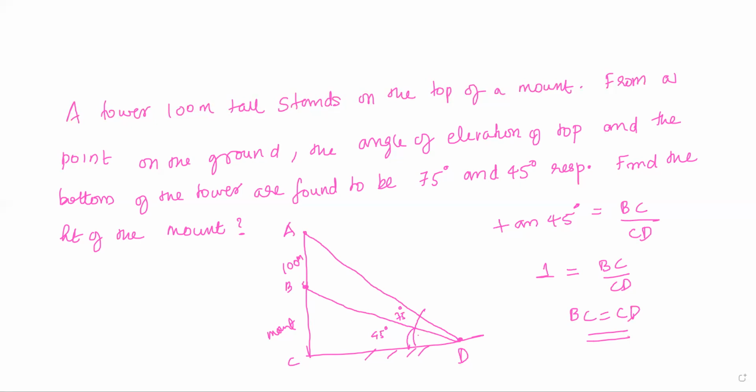Then what is tan 75 degree? That is 100 plus BC divided by CD, isn't it? 100 plus BC divided by CD. Why? Because opposite is AC, no? By adjacent is CD. Now we know 100 plus BC is the same as CD, divided by CD.